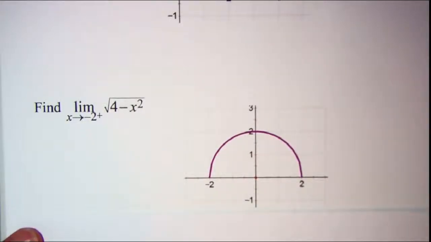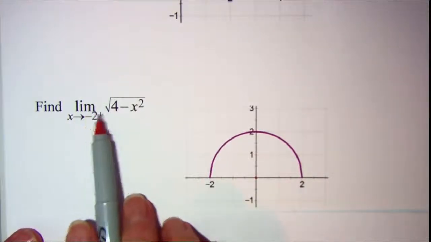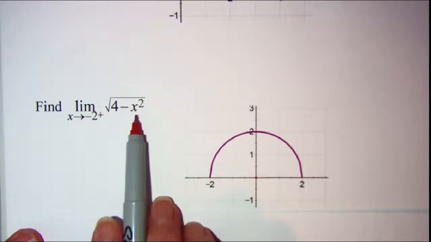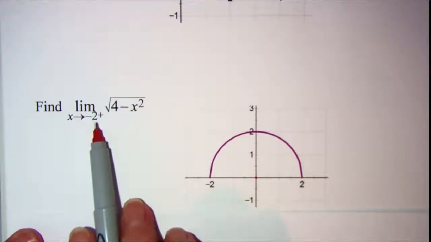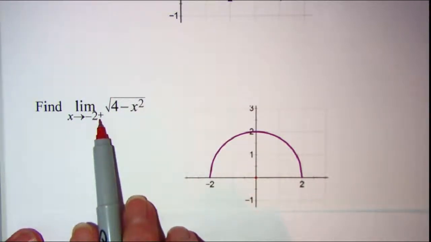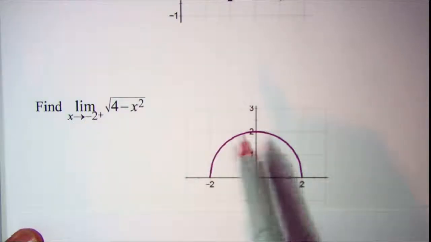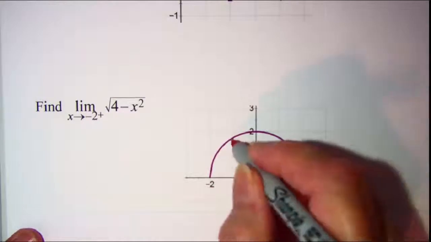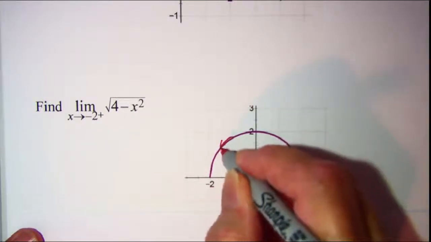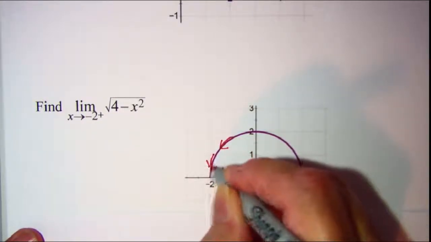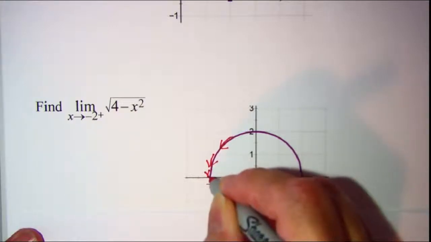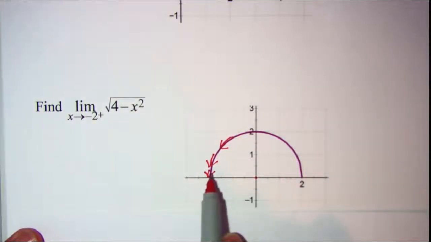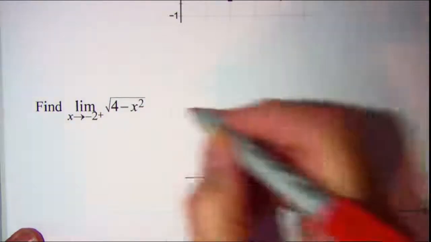In this example, we're asked to find the limit of the square root of 4 minus x squared as x approaches negative 2 from the positive side. So we're going to approach negative 2 on the function. And we want to know what y value we're getting closer to. So this one is a limit of 0.